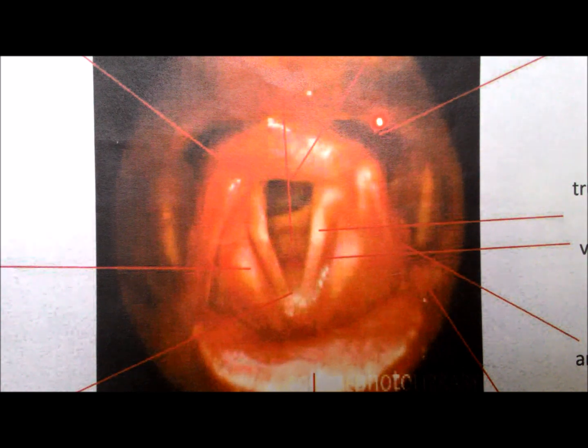Here, those dark spaces are called the piriform sinuses. There shouldn't be any residue of food in them. If there is, the probable cause is reduced hyolaryngeal excursion.